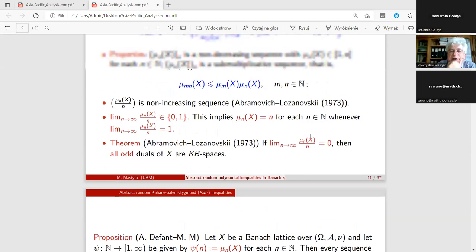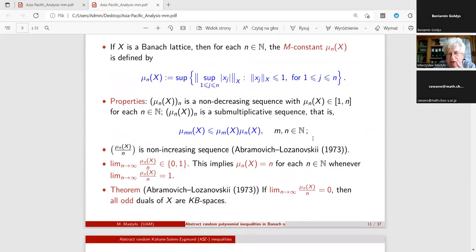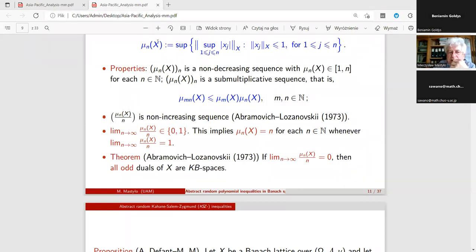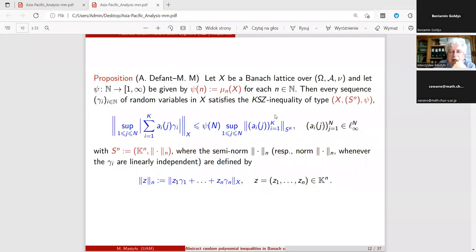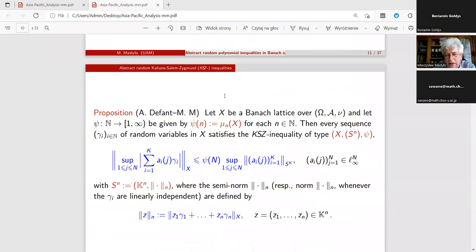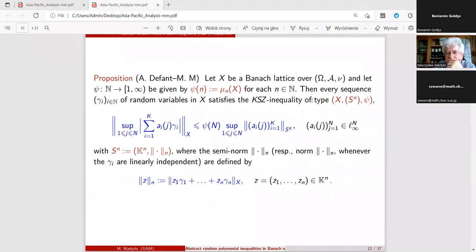So the problem is, if we have a given Banach lattice function, for example on a given space, to calculate precisely or show the asymptotics of this sequence in general is not a trivial problem. So we have the following simple observation. If we have a Banach lattice on a probability measure space, we define the function psi generated by this constant, and we have a sequence of random variables, then this function and this sequence satisfy the Khinchin-Zygmund type inequality. So I am repeating the definition with this psi generated by this m constant.